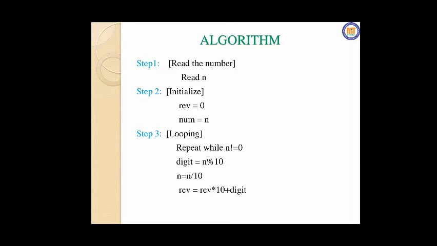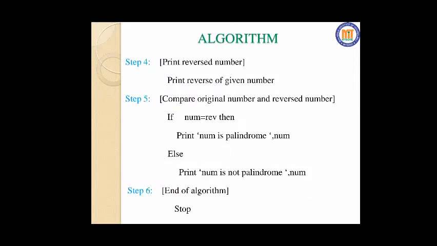Here the first statement is digit equal to n mod 10. By doing n mod 10, we will get the individual digits, and by doing n equal to n by 10, we will get the quotient, and reverse equal to reverse into 10 plus digit will give you the complete reverse number. After getting the reverse number, print that reverse number.